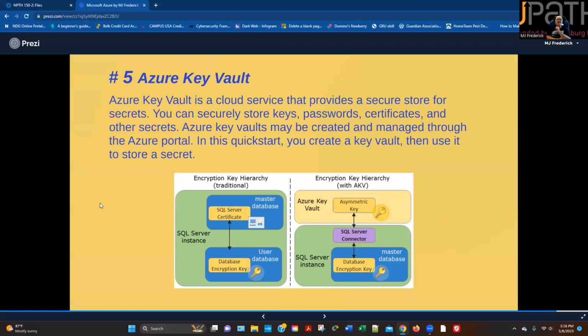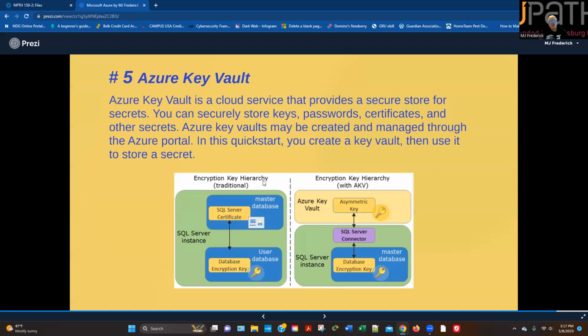Anyway, we were going over Azure Key Vault. Now I know you've done it, but I'm going to explain it. They have the lessons in there, and it tells you why you're doing what you're doing. But the Azure Key Vault is a cloud service that provides secure storage for any secret or sensitive information. So you can securely store keys, your passwords, certificates, or any other secrets that the enterprise might have. Azure Key Vaults are created and managed through, again, Azure, the portal. And this gives you an idea of a quick start. You can create a key vault and then use it to store a secret, whatever information it is that you want to keep from the public eyeballs or anybody else's.